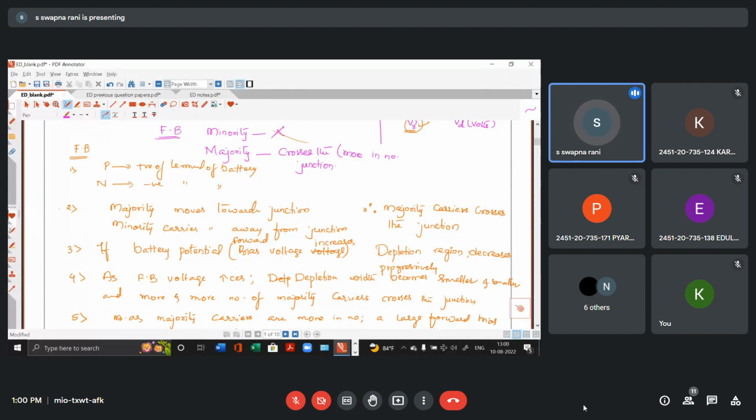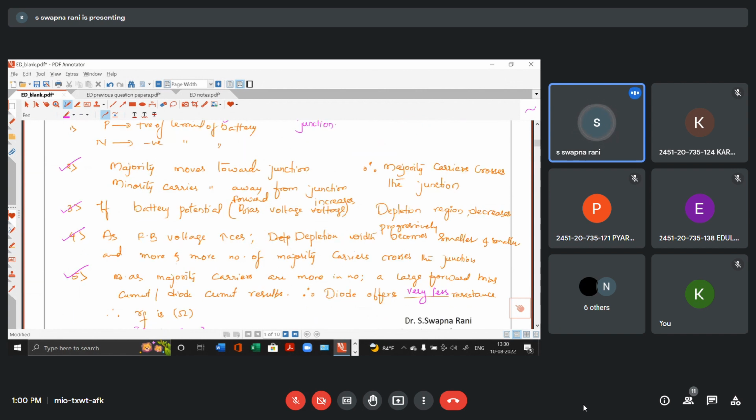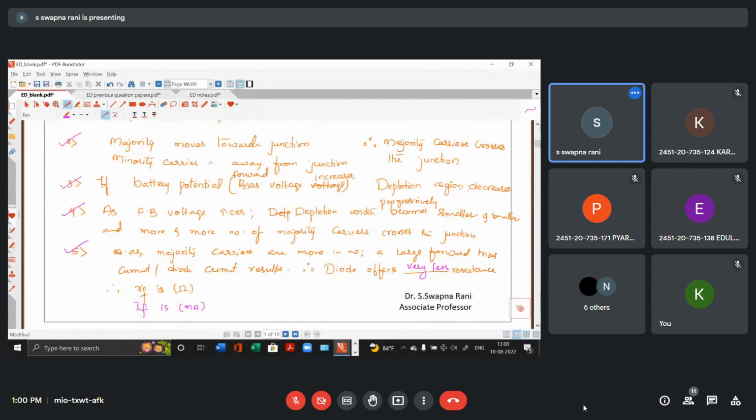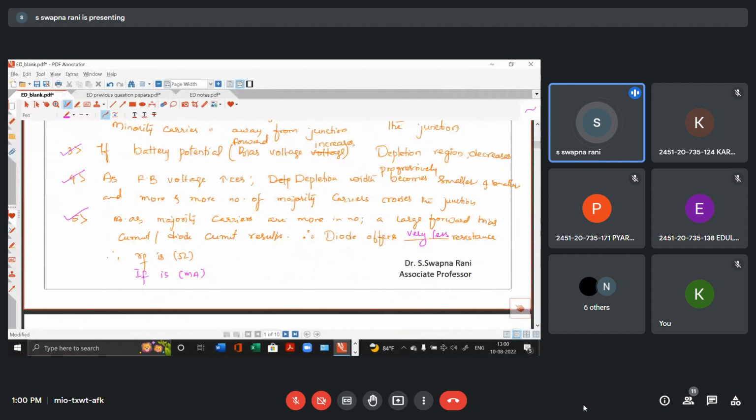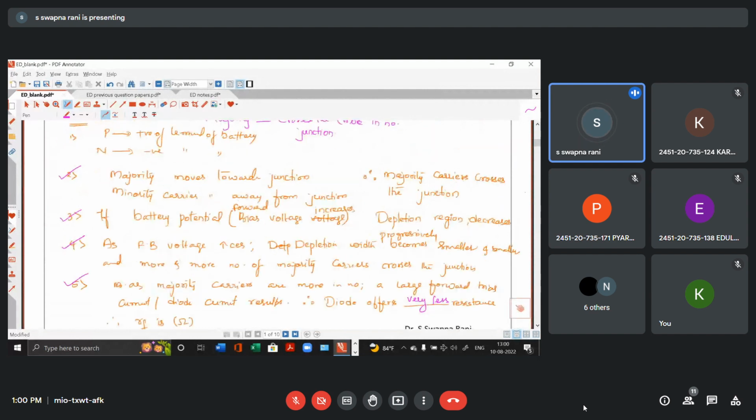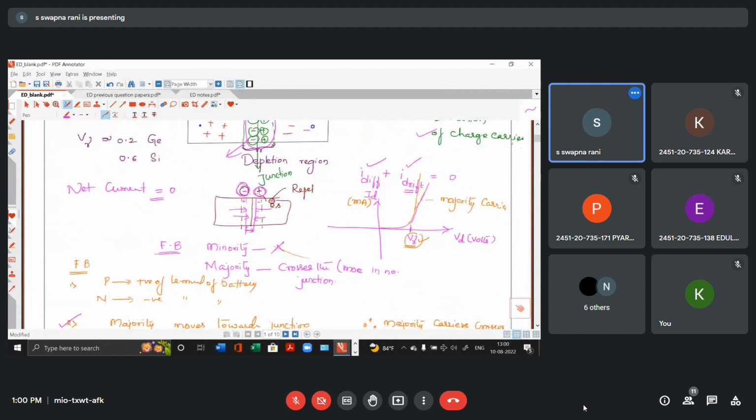When they are forward biased, majority will be moving towards the junction and minority will be away from the junction. And the third point, as the forward bias voltage increases, the depletion width decreases. As you keep on increasing that forward bias voltage, depletion width becomes smaller and more majority charge carriers will try to cross the junction. As the majority charge carriers will be more in number, it results in a large current and less resistance. So the diode offers very less resistance and current will be more. Therefore, when you draw the characteristic curve, you have to give the units of diode current as milliamperes. So this is forward.